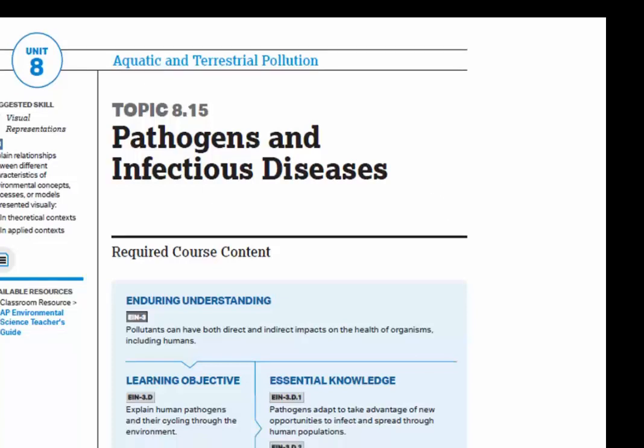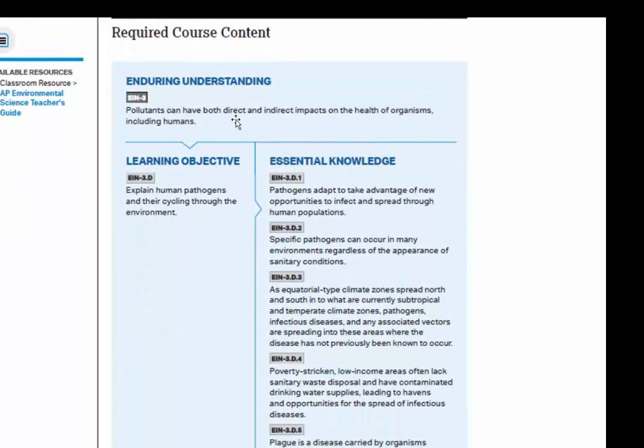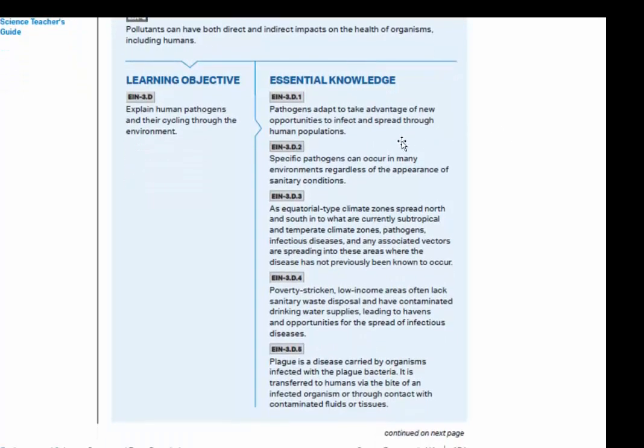So one of the things I want you to know is pollutants can have both direct and indirect impacts on the health of organisms, including humans. Some of the things that you need to know are pathogens adapt to take advantage of new opportunities to infect and spread through human populations. So the virus right now took the advantage of being able to leap supposedly from bats in China and was able to make the leap over from bats to humans, which we'll talk a little bit more about in a second. Specific pathogens can occur in many environments regardless of the appearance of sanitary conditions.